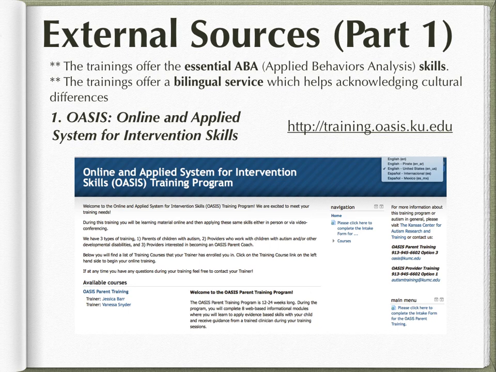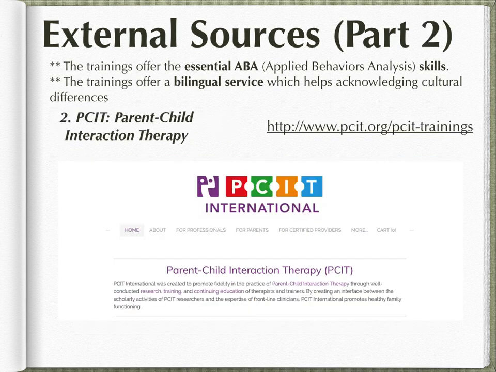So the first website is called OASIS, which stands for Online and Applied System for Intervention, which is a great opportunity for you to get training, as well as PCIT, which refers to Parent-Child Interaction Therapy, which offers similar training and is able to help you gain some skills to assist your child on the autism spectrum.